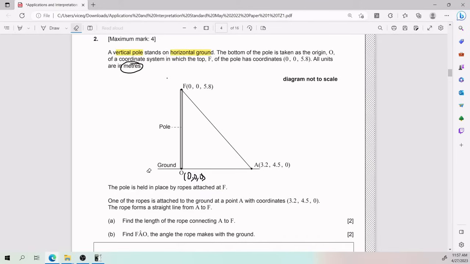The pole is held in place by ropes attached at F, and one of the ropes is attached to the ground at a point A with the coordinates blah. Coordinates blah are this blah here. The rope forms a straight line from A to F. So this is a straight line that is also going to be convenient. So for part A, we need to find the length of the rope connecting A to F.